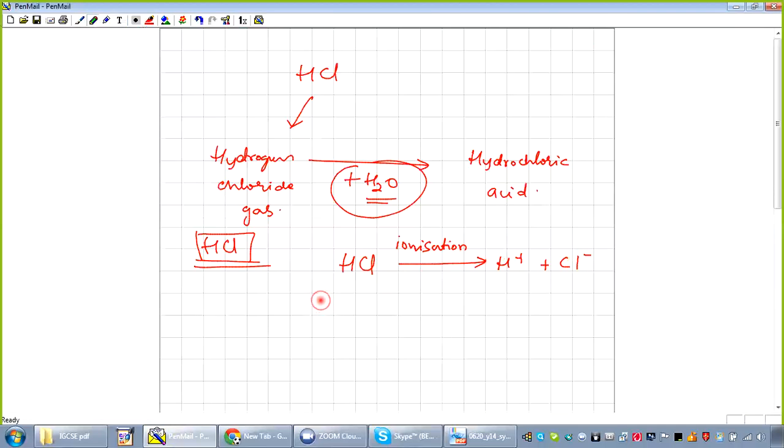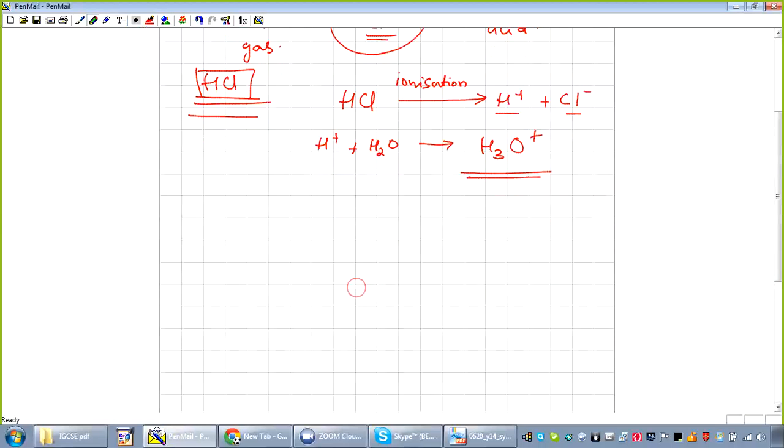This produces H plus and Cl minus. This H plus, in the presence of water, becomes H3O plus, the hydronium ion, which is responsible for the acidic property of hydrochloric acid. While pure HCl gas, that is hydrogen chloride gas, is not going to exhibit acidic properties because in that case there are no H plus or Cl minus ions.